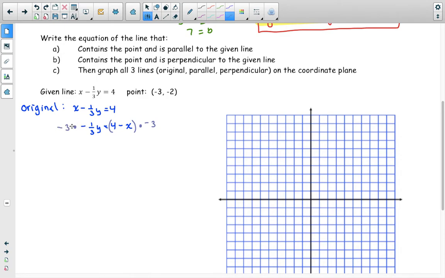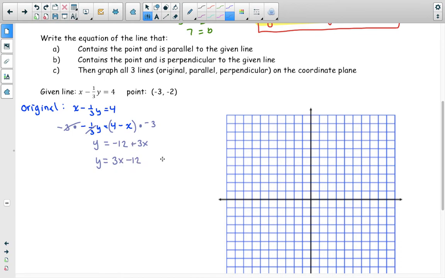And then we'll have 3 divided by 3. That gives us the positive 1y equals, we're going to multiply by the negative 3 to everything. So negative 3 times 4 is negative 12. Negative 3 times negative x is a positive 3x. So our original equation is y equals negative 12 plus 3x, or we can write it out as y equals positive 3x minus 12.